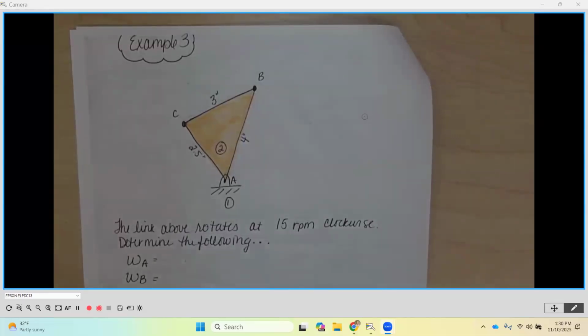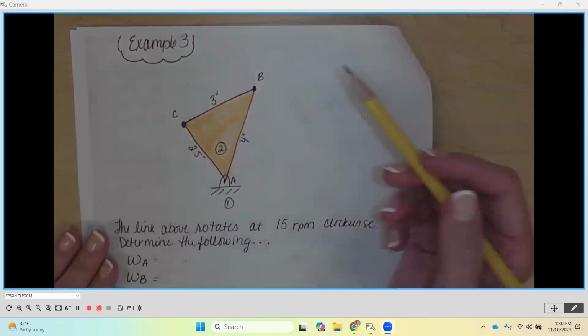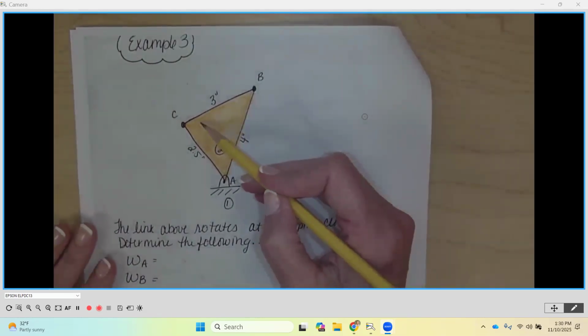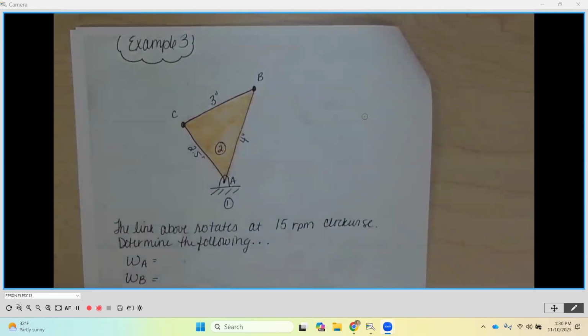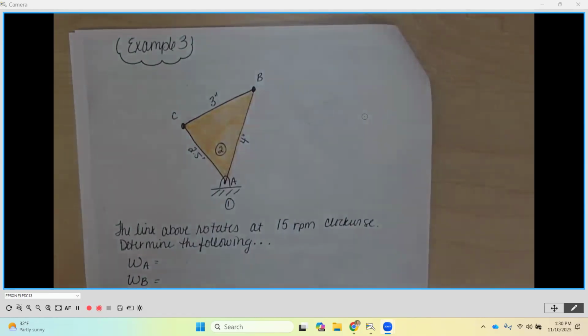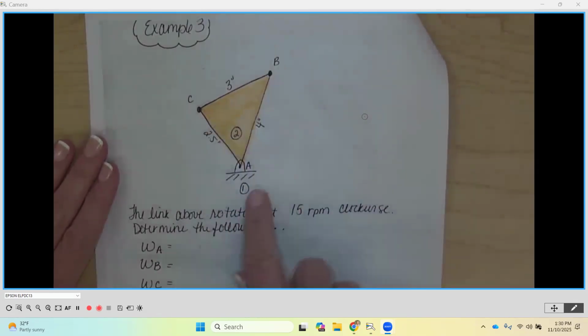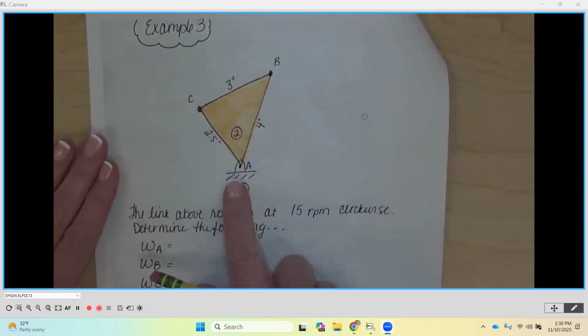Okay, so now we're ready to continue on. This is going to be looking at example number 3. What we have is, and I highlighted or colored it in so that we could see that this is a single link. It's just shaped like a triangle, okay? But it is going to rotate around what would be our fixed center of point A.